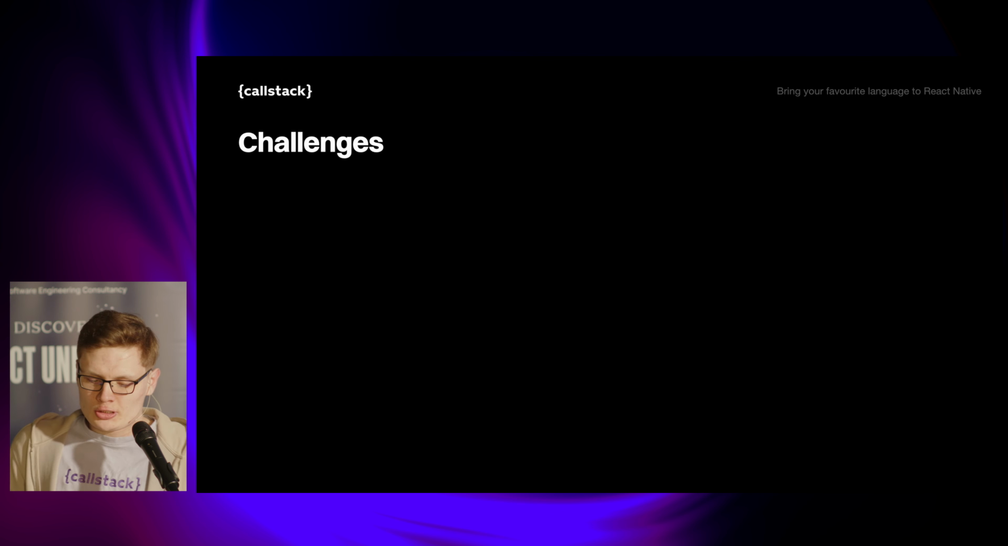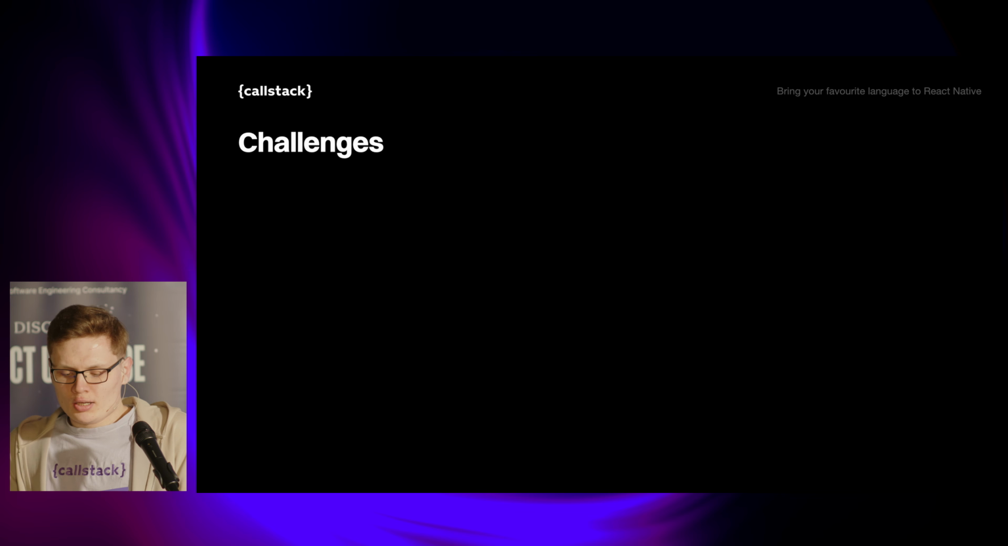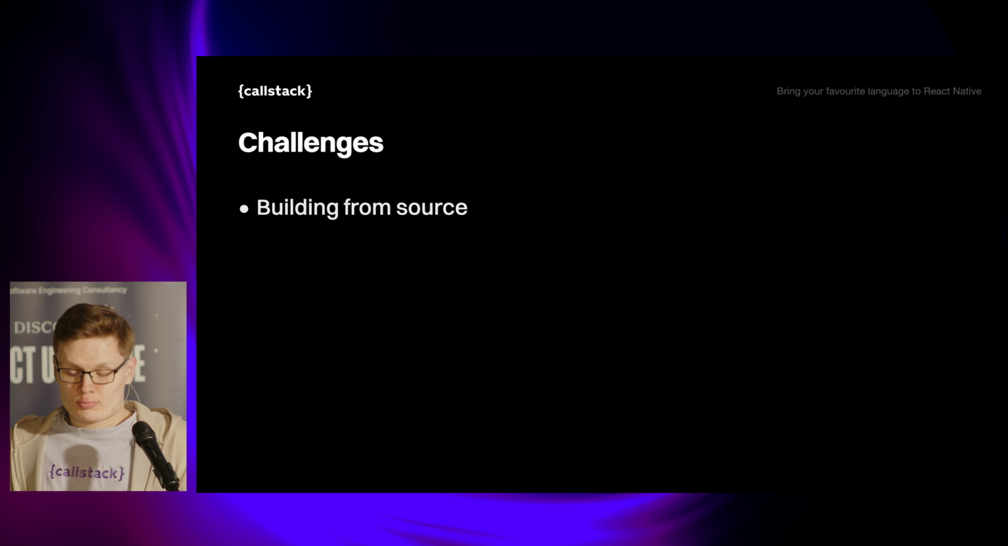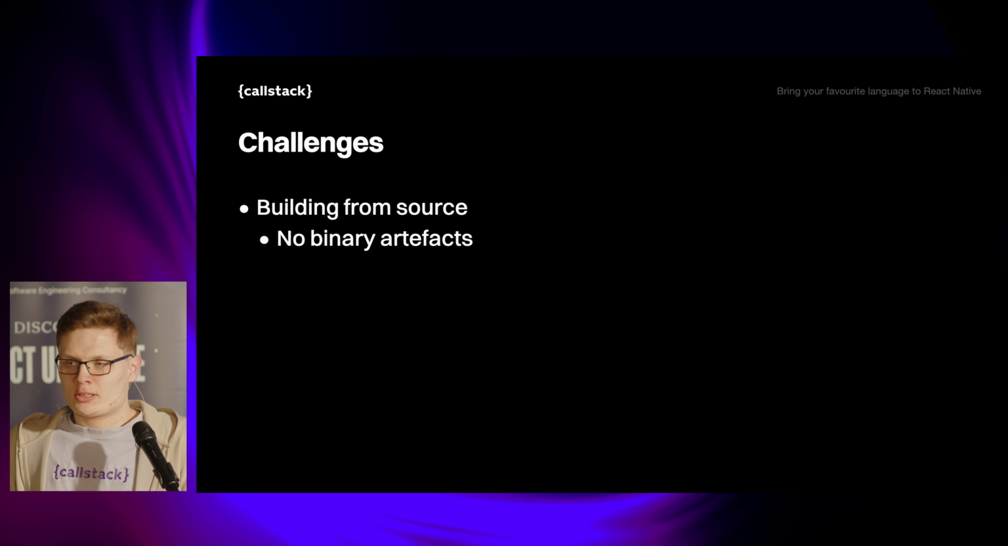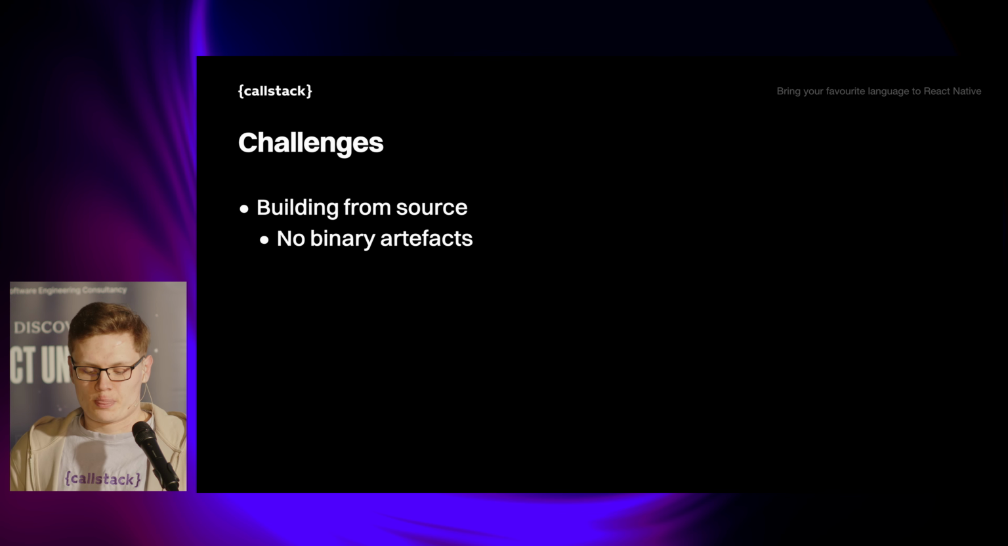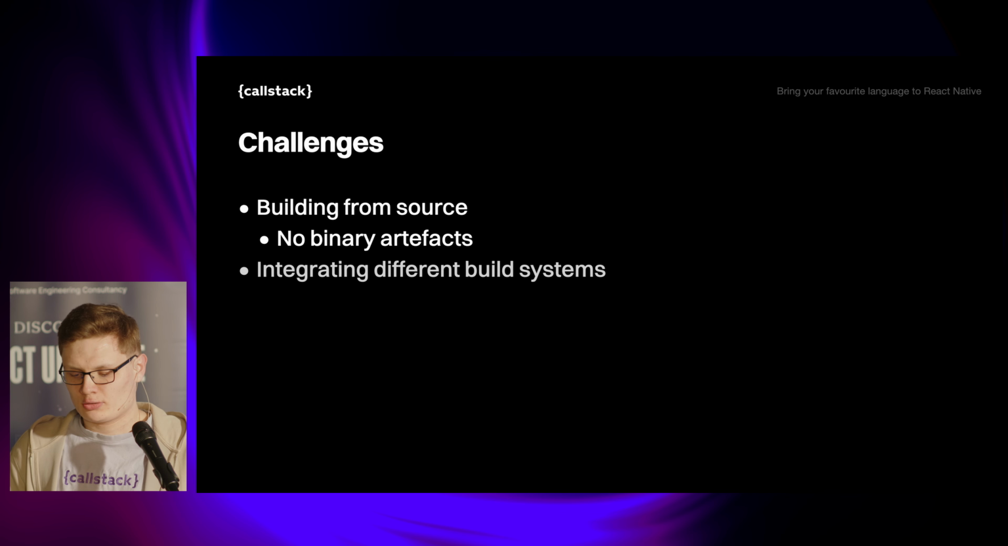There are some challenges here that I want to outline. We usually have to build from source, which makes our build system integration a bit harder. There are no binary artifacts we can use. So if I want to use a library, I need to embed it and build it from source, rather than use an already available binary artifact. And we cannot distribute it easily. So we need to integrate those different build systems, which is not easy and is very troublesome.